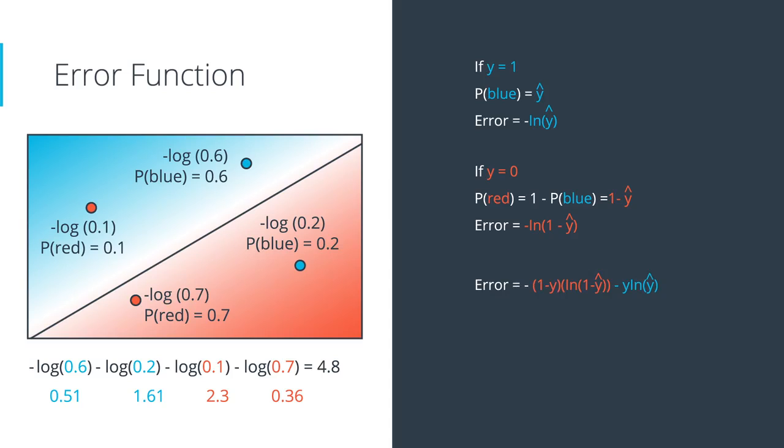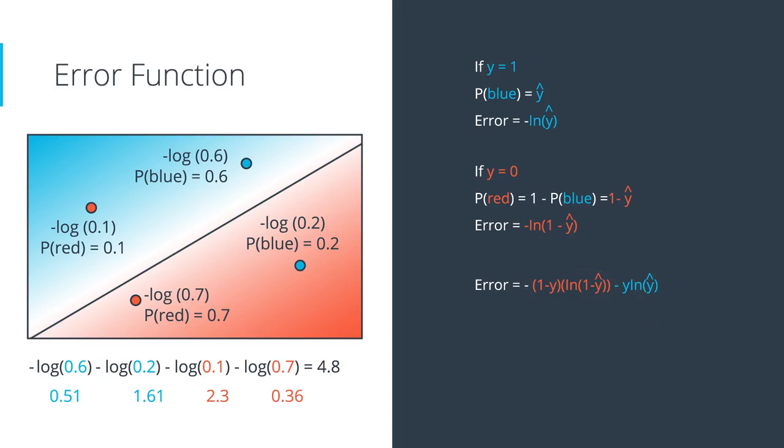We can summarize these two formulas into this one. Error equals negative (1 minus y) logarithm of (1 minus y hat) minus y logarithm of y hat. Why does this formula work? Well, because if the point is blue, then y equals 1, which means 1 minus y equals 0, which makes the first term 0, and the second term is simply logarithm of y hat. Similarly, if the point is red, then y equals 0, so the second term of the formula is 0, and the first one is logarithm of 1 minus y hat.